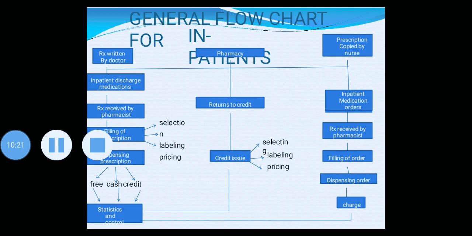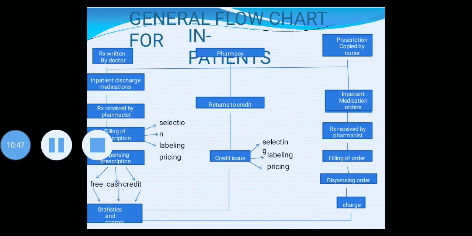Inpatient discharge medications: the Rx is received by the pharmacist, that is, the prescription received by the pharmacist, then filling the prescription, that is the work of the hospital pharmacy, then dispensing the prescription. Free cash credit: after payment, the pharmacist dispenses the different medications, then that is a cash credit.